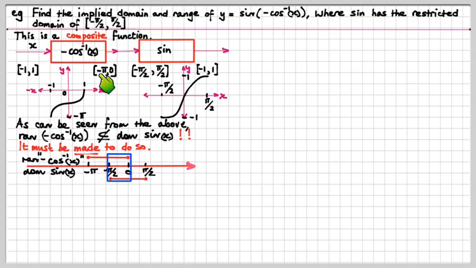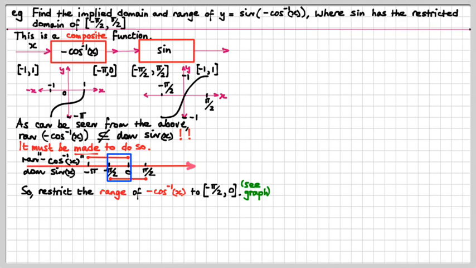That can't be from minus pi to 0, it's got to be from minus pi on 2 to 0, okay? So we're chopping off half of it, that's what I'm saying. So yeah, we restrict the range of minus inverse cos to minus pi on 2 to 0.